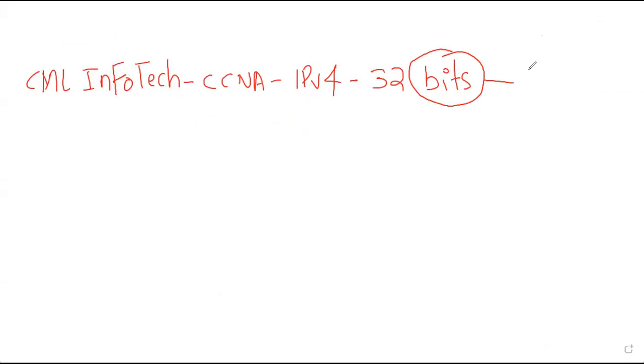This could be a combination of 0 or 1. 0 means 1 bit, 1 means 1 bit. For example, if I'm writing 001, this means 3 bits. If I'm writing 10010, it means 0, 1, 2, 3, 4, so the total is 5 bits. This is called bits. So IP version 4 will have 32 bits, and those 32 bits of the IP address are from a combination of either 0 or 1.